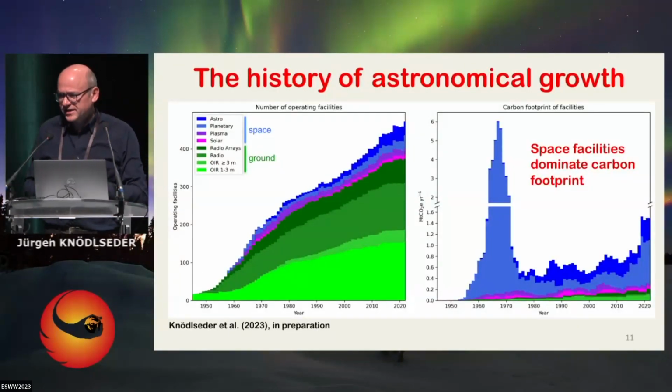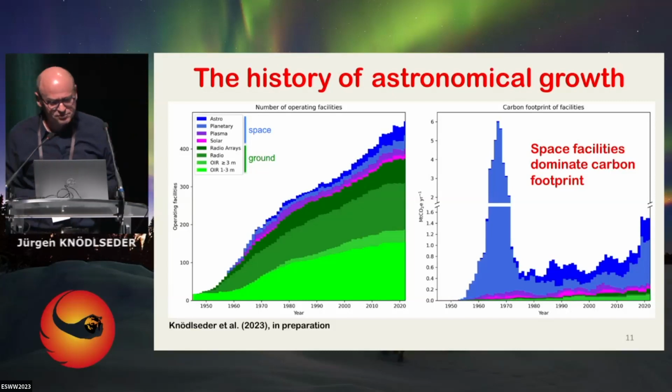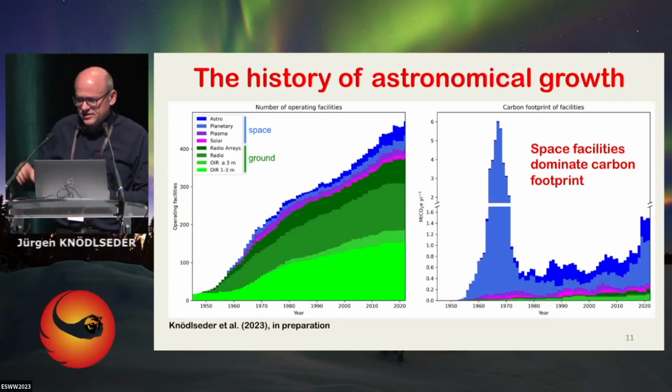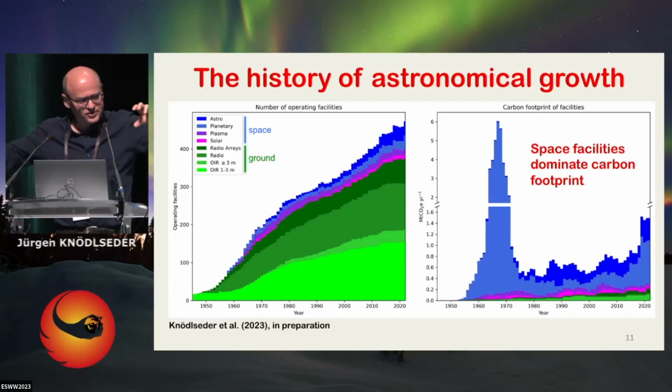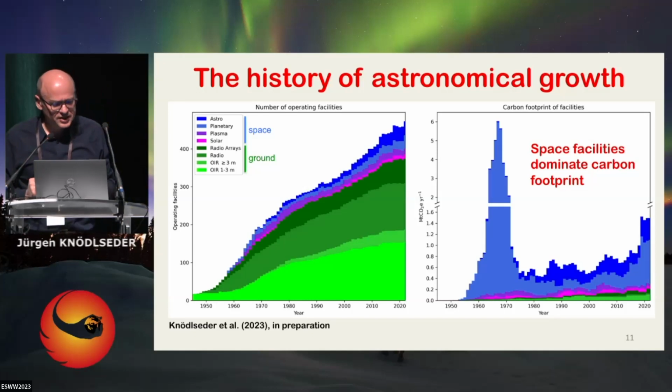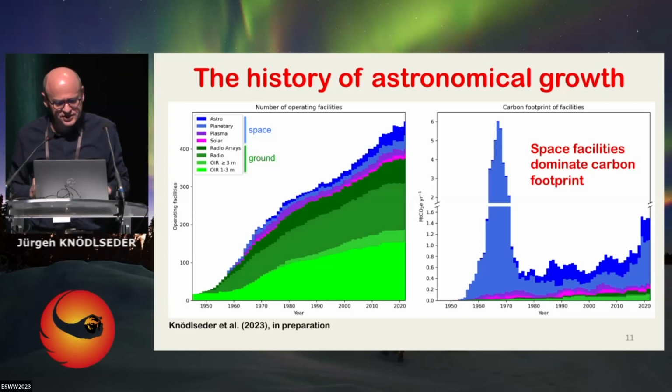So I looked into the entire history of our field of astronomy. And what you see here on the left is the number of operating facilities in a given year over time. What is shown in blue or purple are space facilities, divided by astrophysical, planetary, plasma sciences, solar sciences. And then on the ground, you see radio arrays, so arrays of different radio telescopes, single radio telescopes, and then optical infrared reflectors, OIR, separated into ones that are bigger than 3 meters and ones that are smaller than 3 meters.